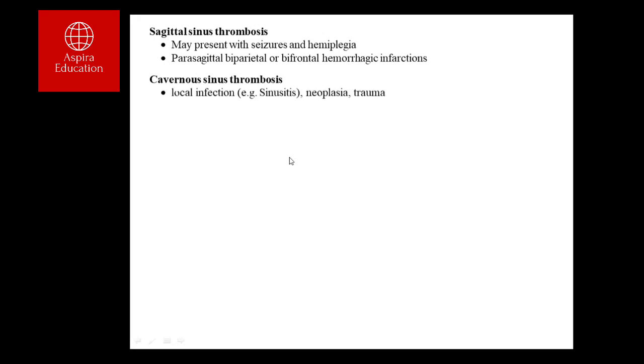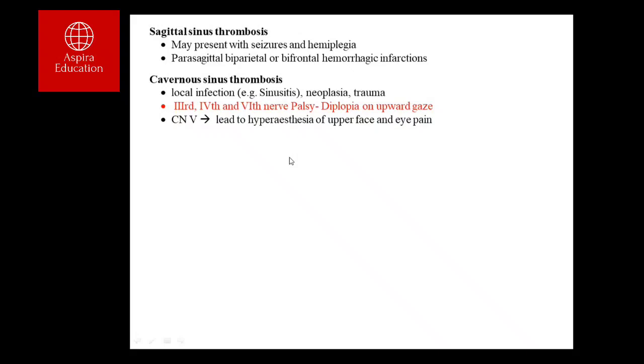Sagittal sinus thrombosis usually presents with seizures and hemiplegia, with parasagittal, biparietal, bifrontal hemorrhagic infarcts. Cavernous sinus thrombosis could be because of local infection like sinusitis, neoplasia, or trauma. Because there are important structures within the cavernous sinus, the patient can come with third, fourth, and sixth cranial nerve palsy. The patient has probably lost the nerves supplying the extraocular muscles, and can come with diplopia, especially an upward palsy, because all the cranial nerves to the extraocular muscles are affected here.